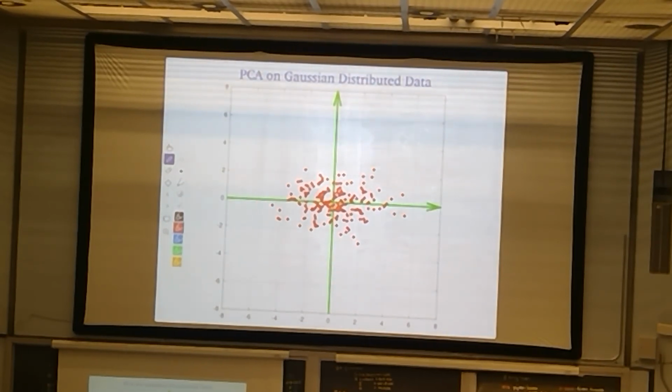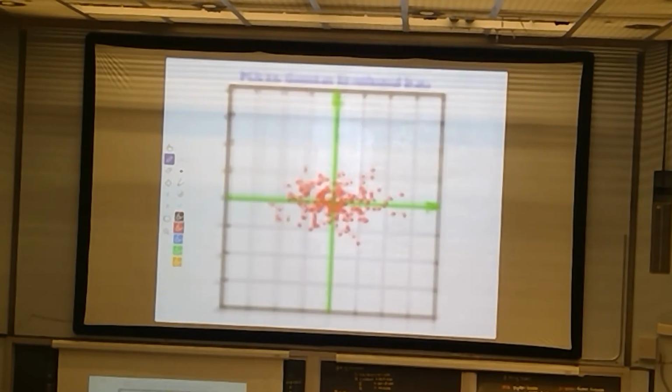So PCA is intimately related to a Gaussian. If it's Gaussian distributed, it's very easy to understand. The first PCA is the major axis. The second PCA is the second major. If it's the 2D case, it's just the minor axis.